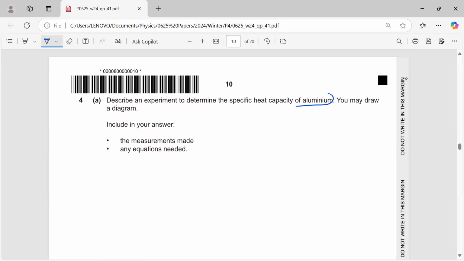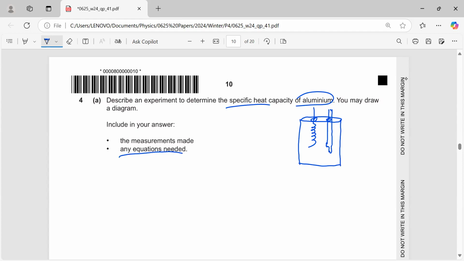They specify aluminum. You know that aluminum is solid in nature, so you can take a piece of aluminum, maybe cylindrical in shape like that. You can drill two holes in it. One hole to insert the electric immersion heater, and another to add the thermometer inside, just to make the readings to calculate the specific heat capacity. First of all, I will write the equation, then it will be very easy for us to understand.